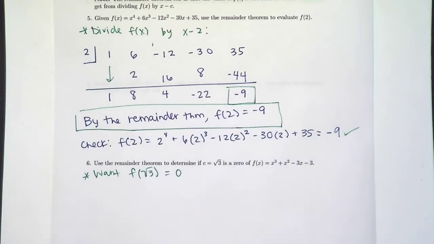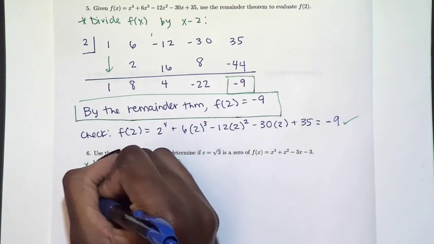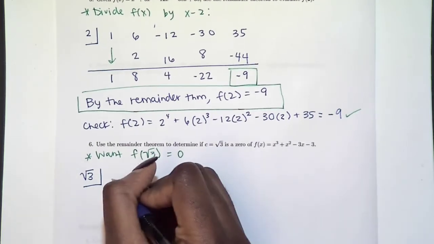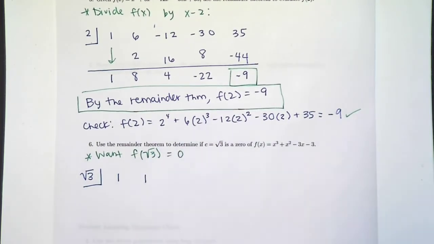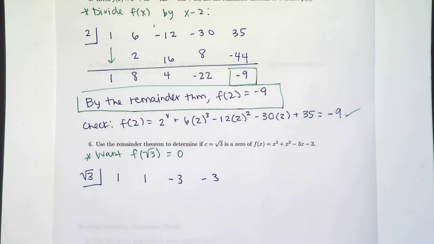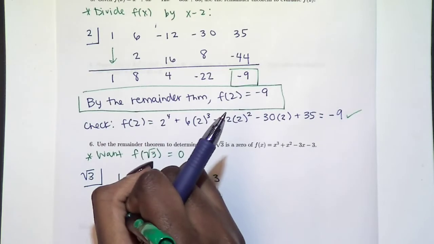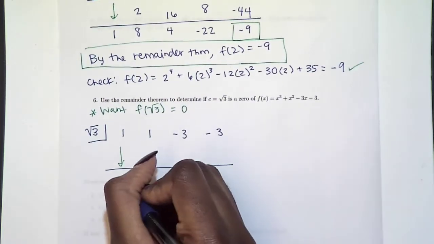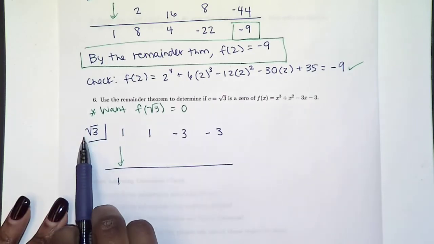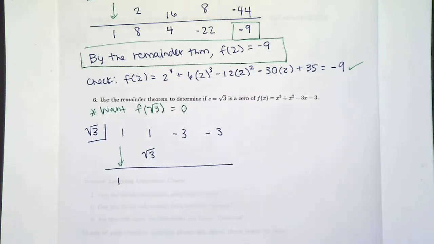And so one way we can check is to use synthetic division and see if we get a remainder of 0. So what we're going to do is use the square root of 3 in our box. Look at our coefficients. We got 1, 1, -3, -3. Everything was in order, so that's good. So I just use all my coefficients. Bring the first number down, and then multiply and add. So I need to multiply root 3 times 1, and then I need to add 1 plus root 3.